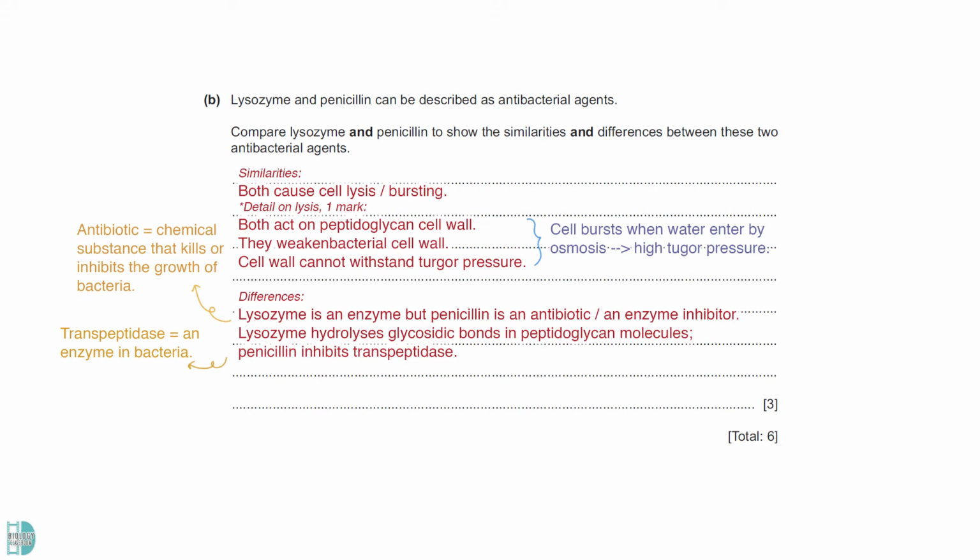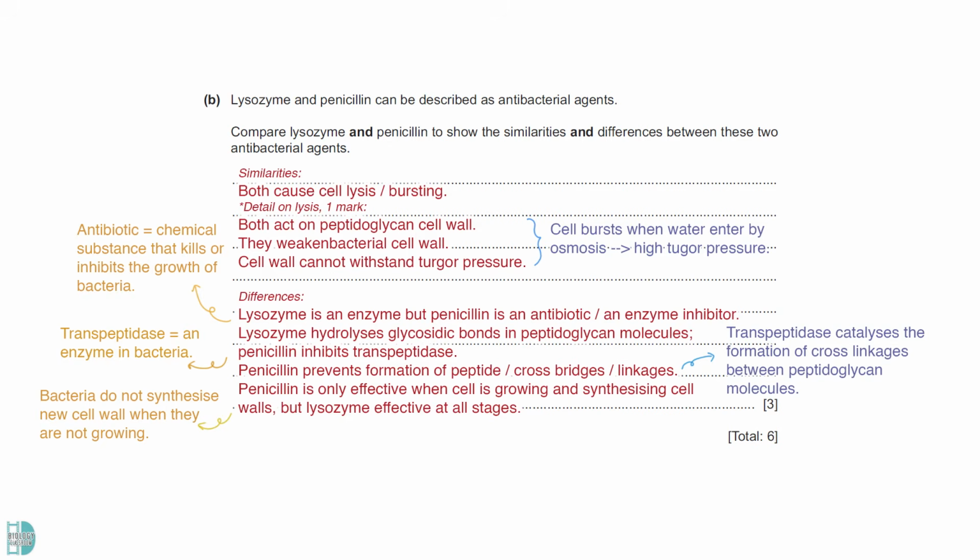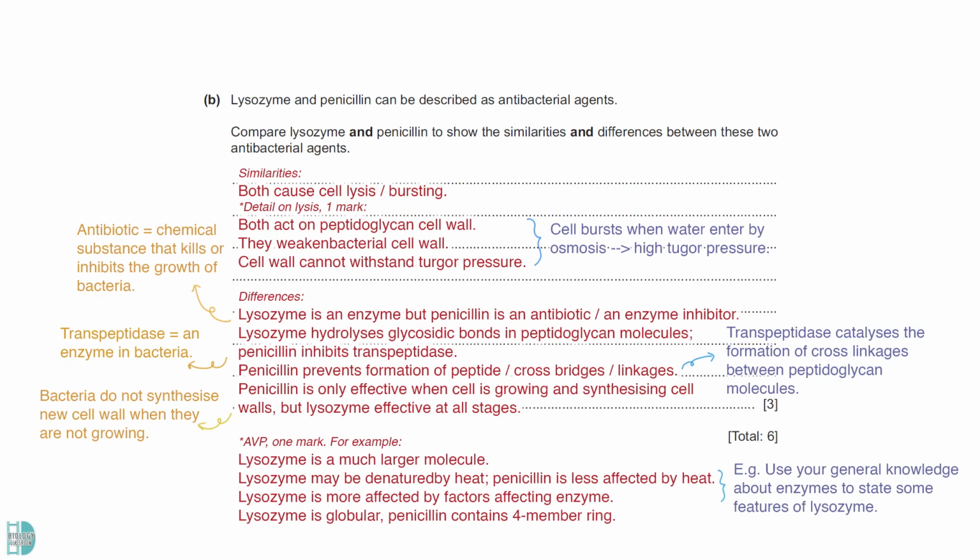It is an enzyme that catalyzes the cross-linking of peptidoglycan in the cell wall. By inhibiting the enzyme, penicillin prevents the formation of the cross-linkages, thus weakening the cell wall. This process only occurs when the cell is growing and synthesizing new cell walls. So, penicillin is only effective against growing cells. Lysozyme is effective at all stages. There is a mark for AVP. You can use your general knowledge about enzymes to state some features of lysozyme that are not likely to be true for an antibiotic.